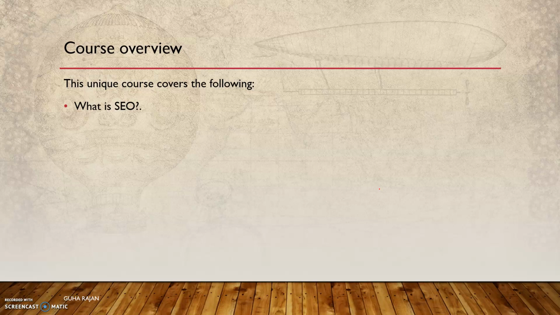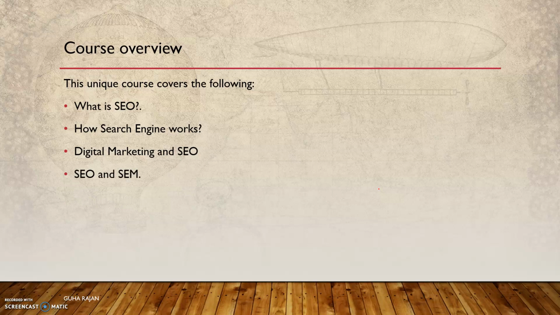So we'll start off with what is SEO. Then we look at how these search engines work. We'll take Google as such because that's the most popular search engine. Then we'll get into digital marketing and SEO. These days, internet is the focus for any business, and any business will opt for digital marketing. So once you get into digital marketing, you use a website, then search engine optimization becomes critical.